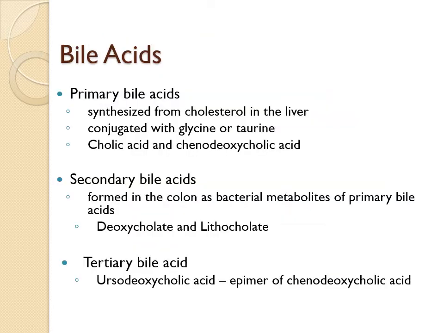Okay, there are three types of bile acids found in the body. So the primary bile acids are synthesized from cholesterol in the liver. So they are conjugated with glycine or taurine. And the primary bile acids are your cholic acid and chenodeoxycholic acid. Now, the secondary bile acids are derivatives from your primary bile acids. So they are formed in the colon as bacterial metabolites of primary bile acids. The two types of secondary bile acids are your deoxycholate and your lithocholate. And a tertiary bile acid is your ursodeoxycholic acid, which is an epimer of your chenodeoxycholic acid.